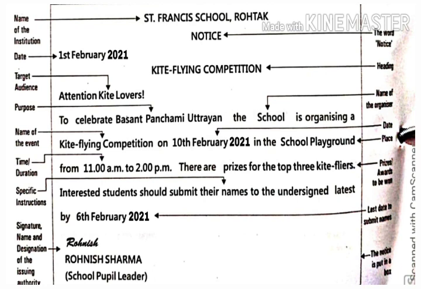To celebrate Basant Panchami, the school is organizing a kite flying competition on 10th February in the school playground from 11 a.m. to 2 p.m. There are prizes for the top 3 kite flyers. These are the prizes mentioned. Now specific instructions. Interested students should submit their names to the undersigned latest by, now we give the date here, 6th February. Now below that you will write the signature and name and designation of the issuing authority. So as mentioned above in the question, it is Rohinish, full name Rohinish Sharma, and the designation is school pupil leader. At the end, put the notice in the box.